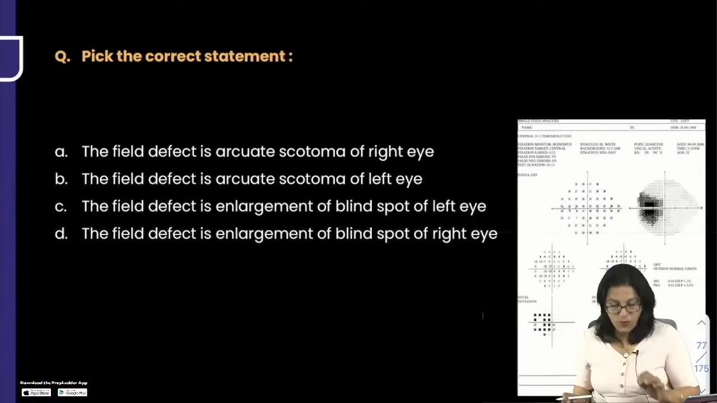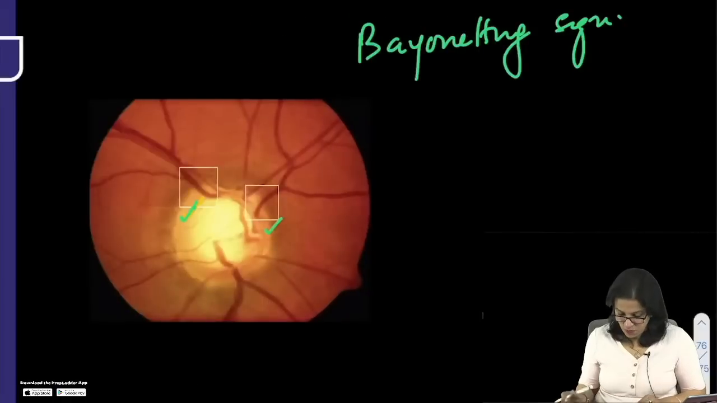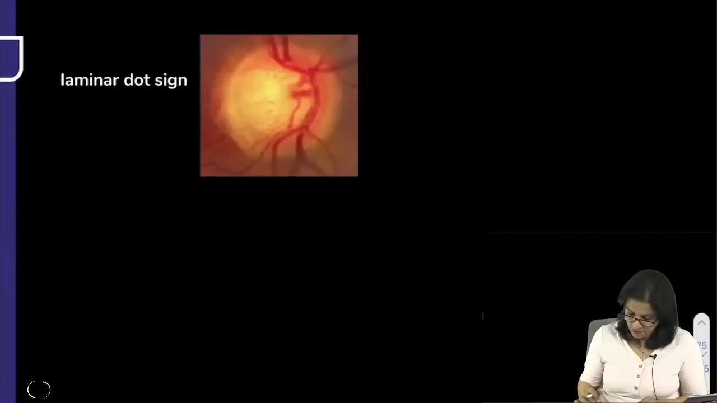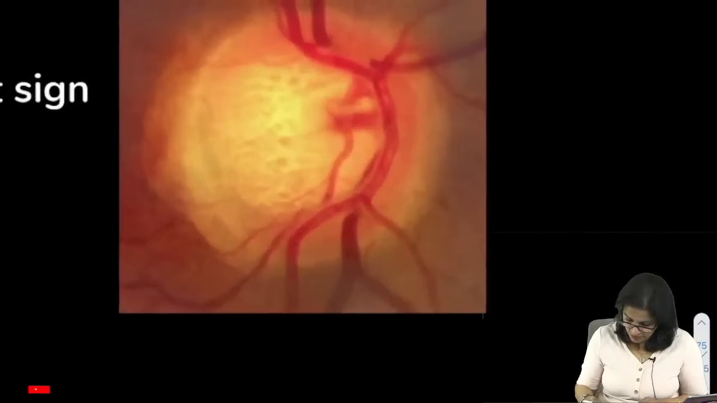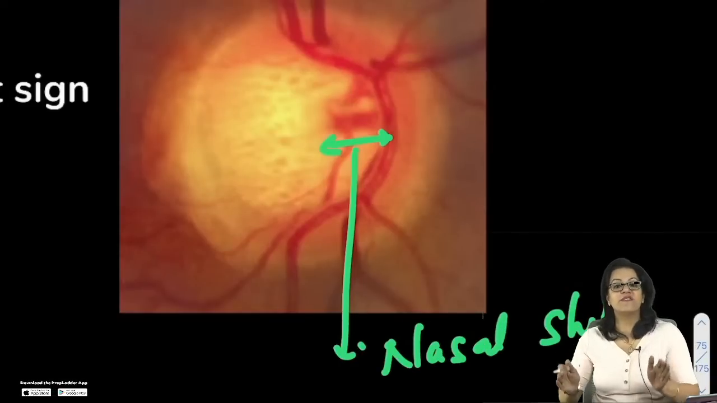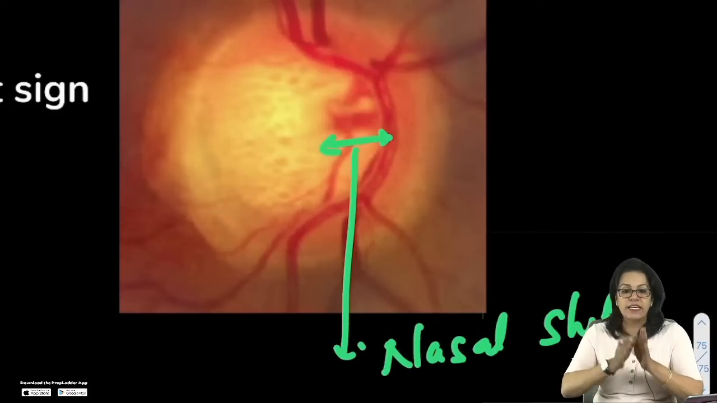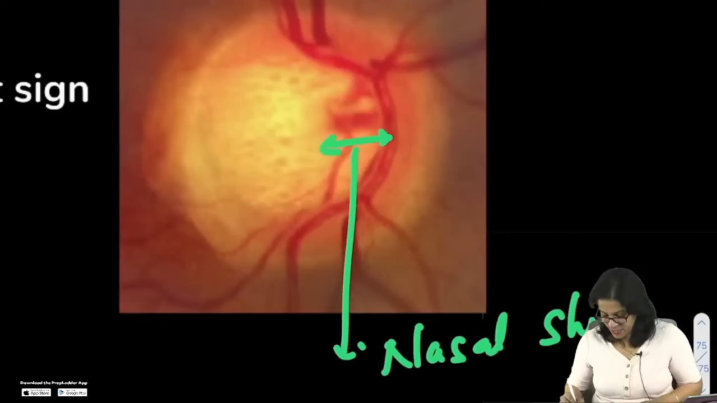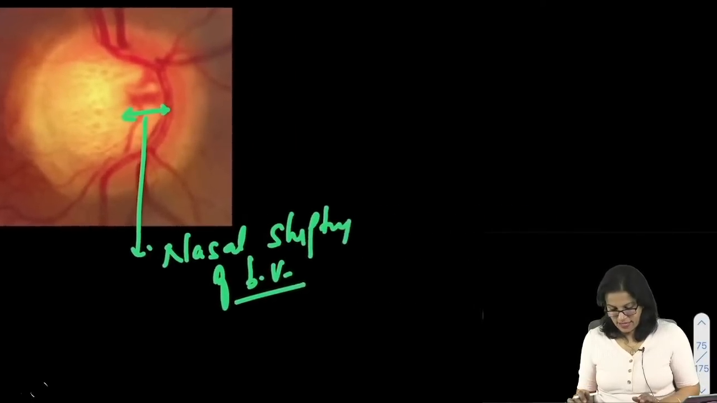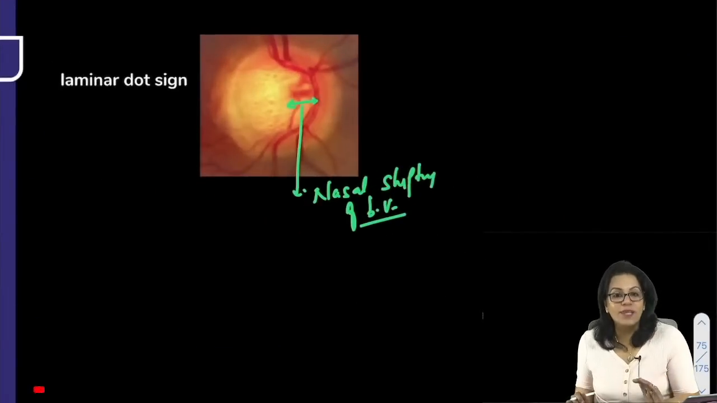Right. Now, once we know these changes, a few more that I would like to mention here. You should also remember the vascular changes, after double bending, nasal shifting. It is shown very nicely here. See, this distance that it travels, this is what is called nasal shifting of vessels. Again, nasal shifting is due to remodeling of lamina cribrosa. The vessel which was entering straight gets shifted to the nasal side. So, nasal shifting of blood vessels. Okay. So, these are the findings of optic nerve head.